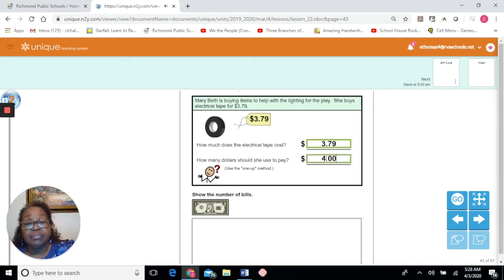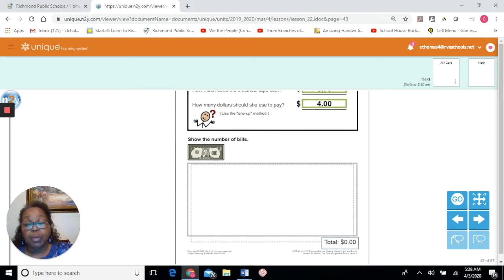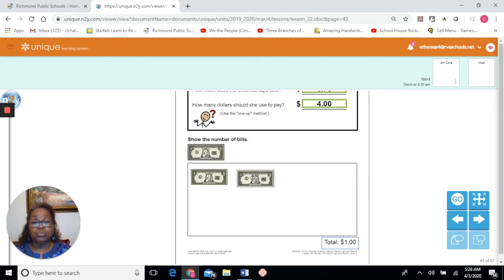Exactly. Let's see if we got that right. Watch my box down here as I put my dollars in to represent 1, 2, 3, 4. $4. Using the one-up method means we will give the cashier $1 more, but we're going to get some change back. So wait for your change. That's very important.